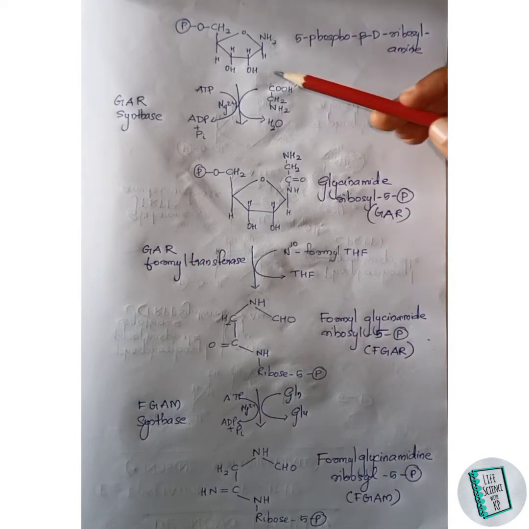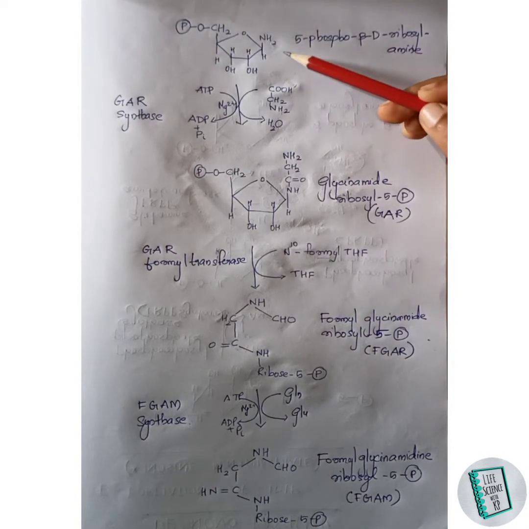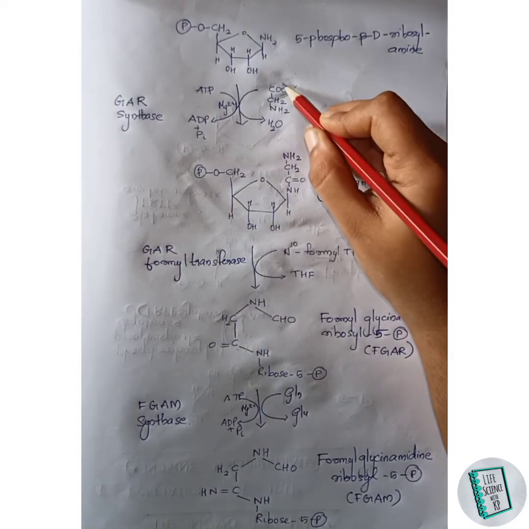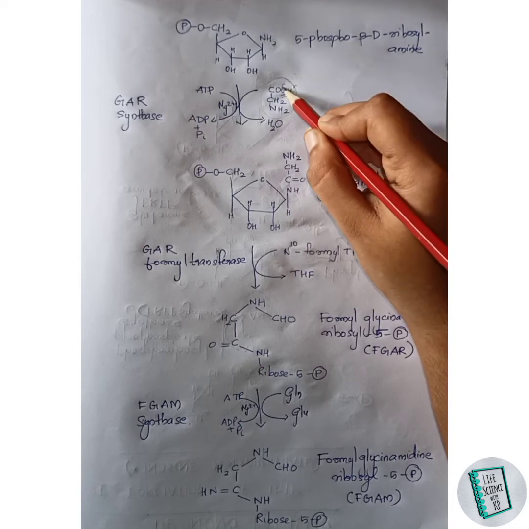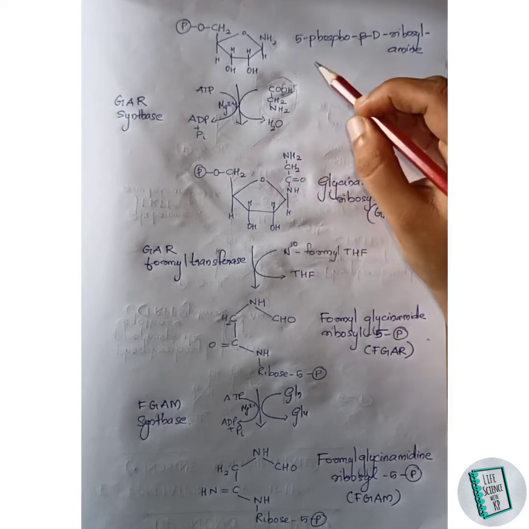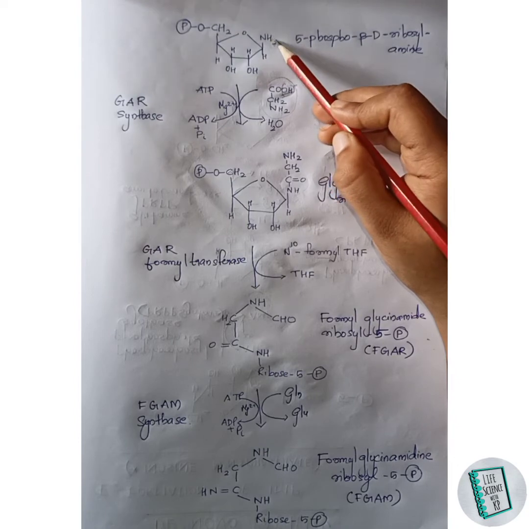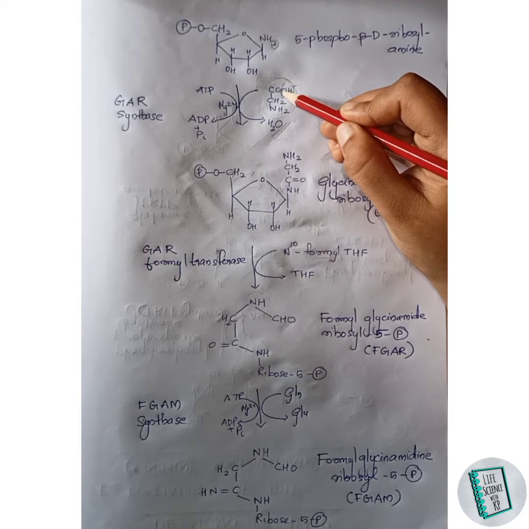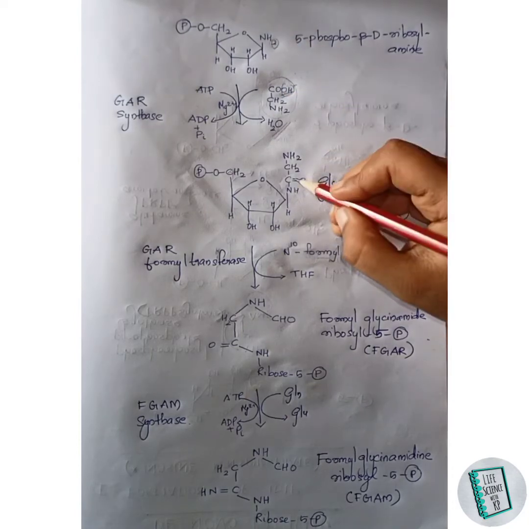5-phospho-beta-D-ribosylamine thus formed, in the presence of GAR synthase, or glycinamide ribosyl 5-phosphate synthase, forms glycinamide ribosyl 5-phosphate, or GAR. What happens here is glycine comes and joins with this 5-phospho-beta-D-ribosylamine and forms this compound. Here the OH group of the COOH group of this glycine and one of the hydrogens of this NH2 leave as a water molecule. Then the remaining CO attaches with this NH group and forms this bond here.